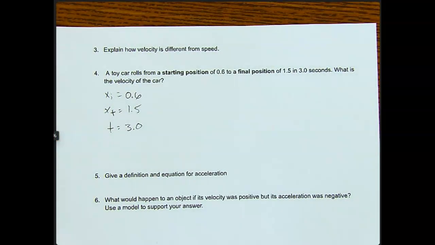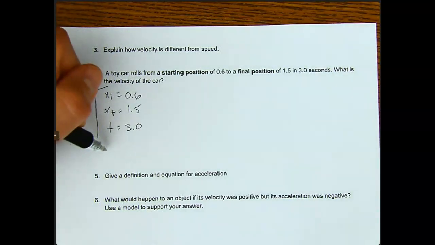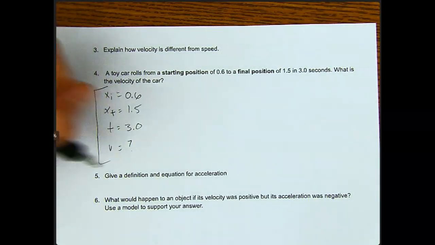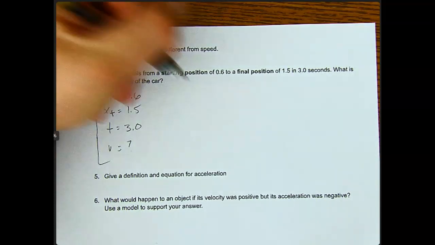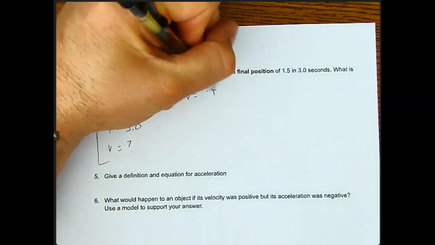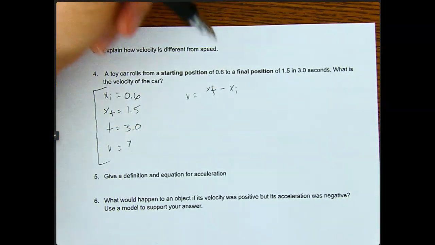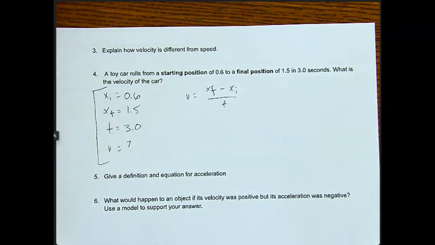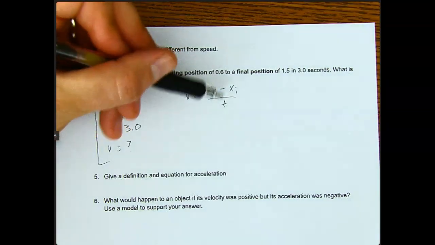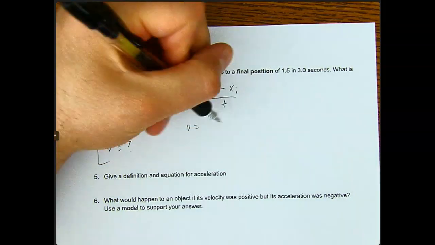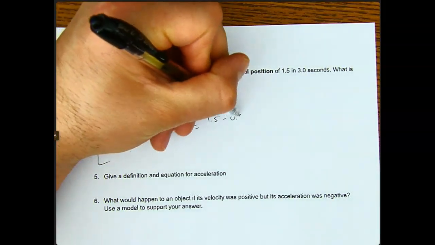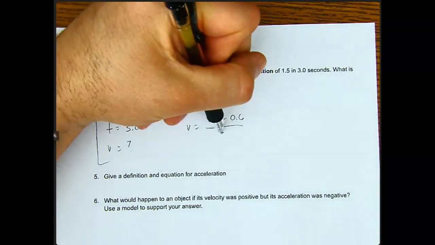One thing I always recommend is to write down your variables, and then it might be useful to also write down what the question is asking for. From here, you can look at your list of equations, but there's one equation that relates all these things. Velocity is final position minus initial position divided by time. You can see that has the 3 that we have plus this one that we don't know yet. So we can plug in our numbers. Velocity is 1.5 minus 0.6 divided by 3.0.